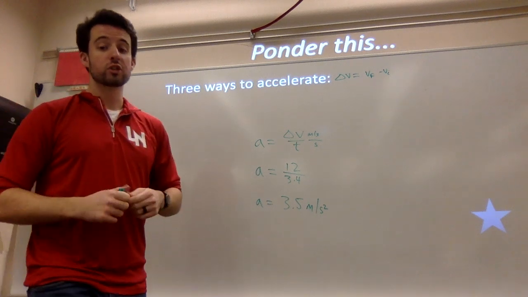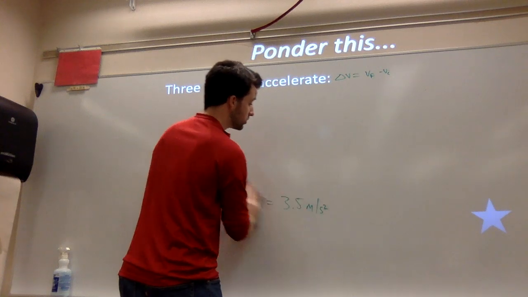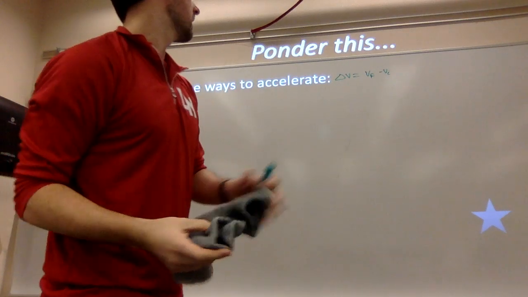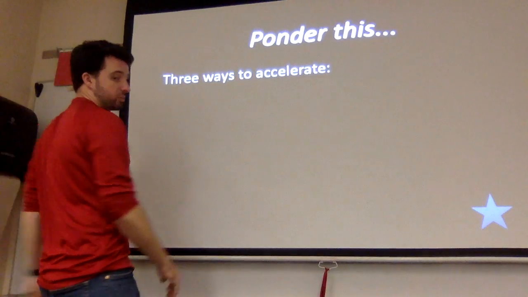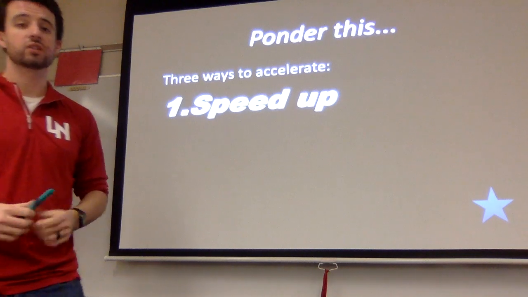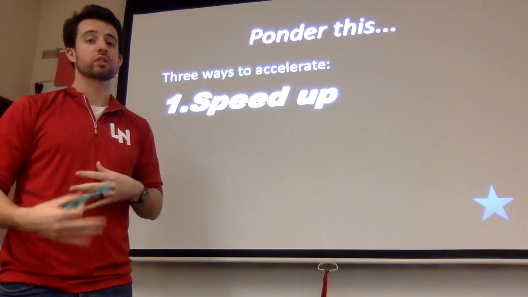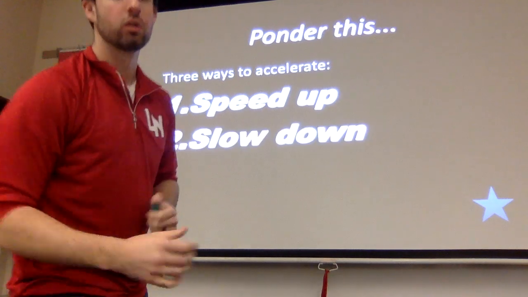Okay, 3 ways to accelerate. Here they are. You have to change your speed. There's 2 ways you can do that. Number 1, you can speed up. That's absolutely one way to increase your velocity. That increase in velocity over time is acceleration. Number 2 is you can slow down.